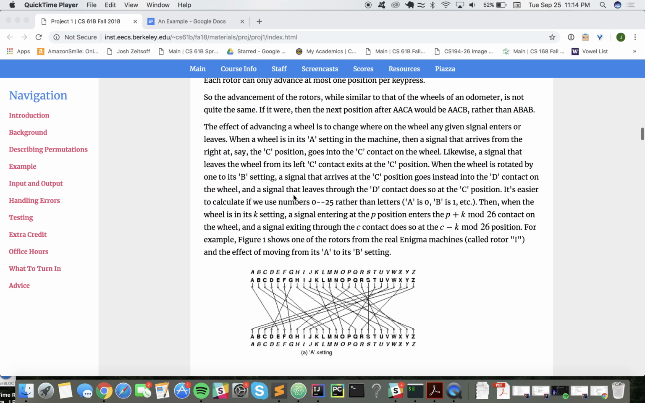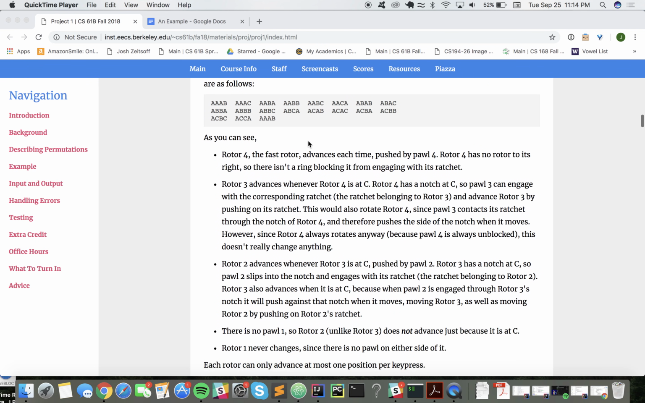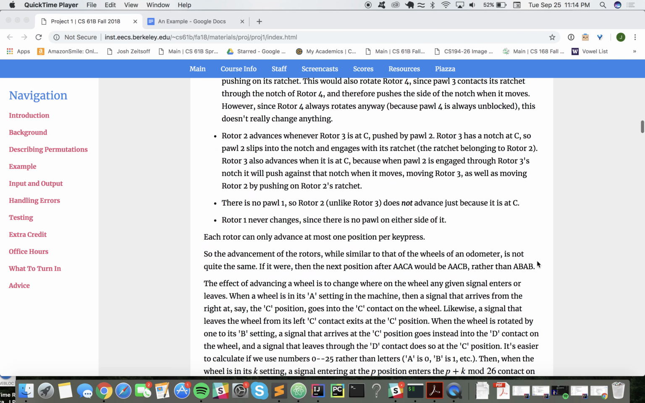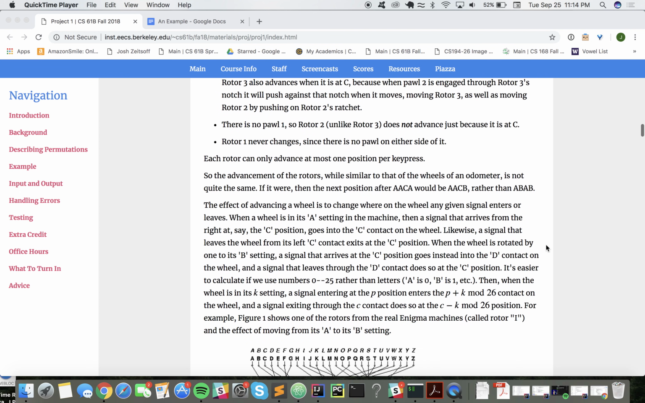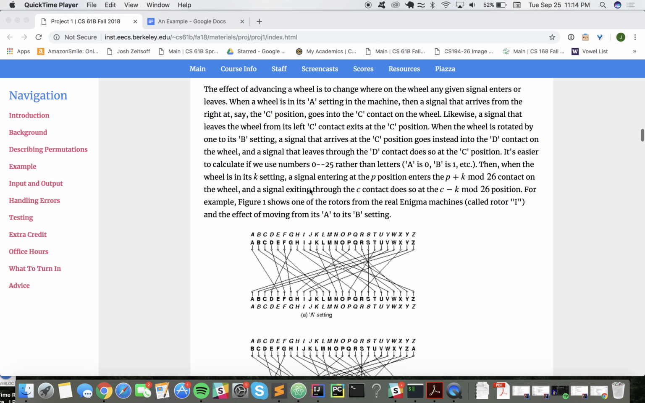This is Enigma Explained. So in our last video, hopefully you saw we went through our example up here. Now we are going to talk about what actually happens when these rotors turn, what is the effect of that on the permutation, and also what is a permutation. So let's just see here. We have this picture, and this is essentially a wheel in its A setting.